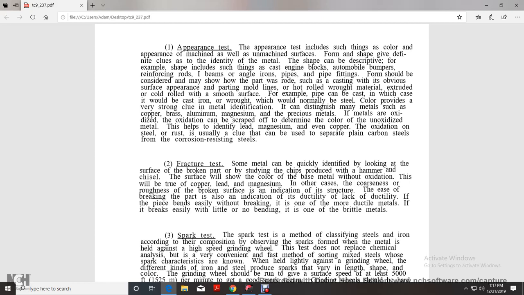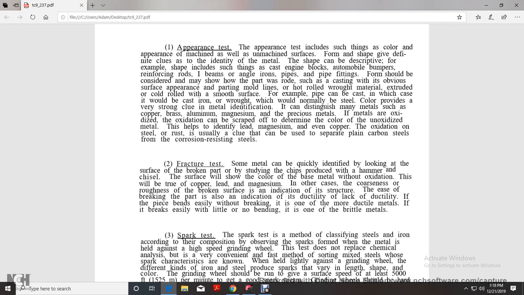Form should be considered, as it may show how the part was made, such as casting. The surface appearance may show melting and parting of mold lines, hot rolled or wrought material, extruded material, or cold rolled material with a smooth surface. For example, a pipe could be cast, in which case it would be cast iron, or wrought, in which case it would normally be steel. Color provides various clues for distinguishing many metals such as copper, brass, aluminum, magnesium, and precious metals.